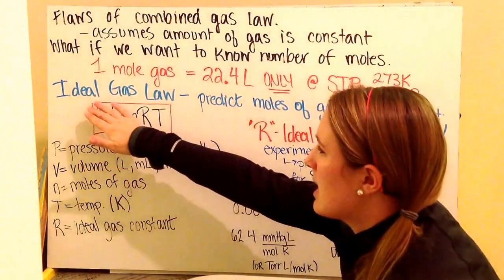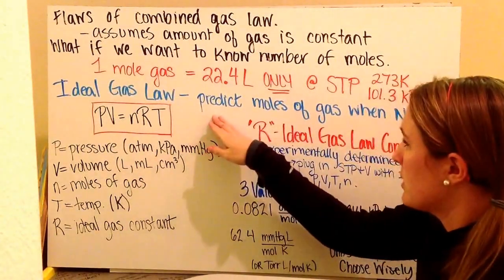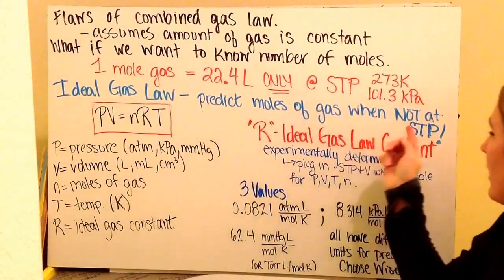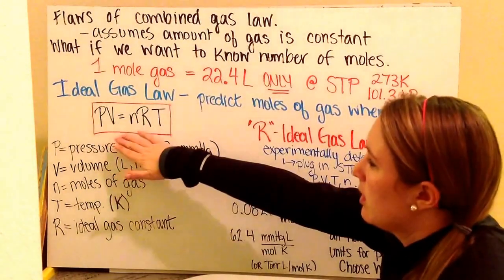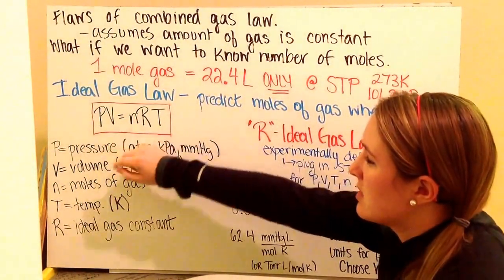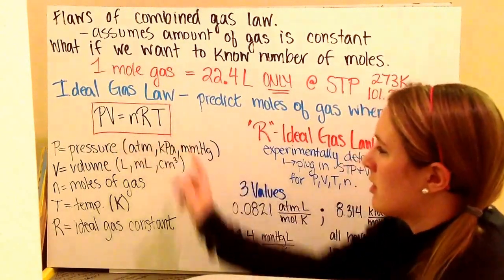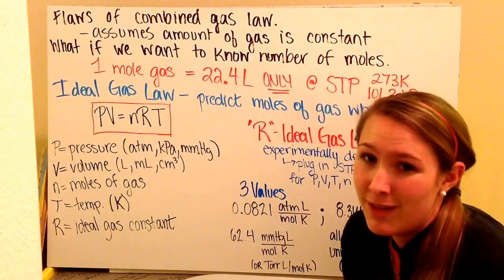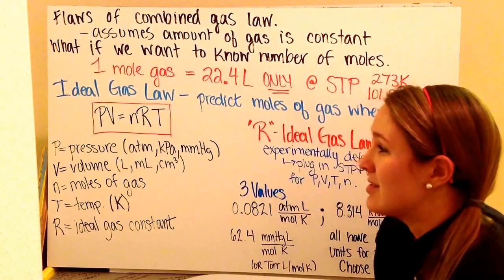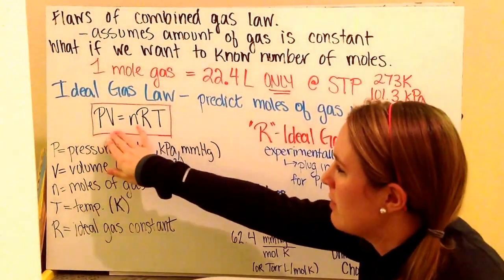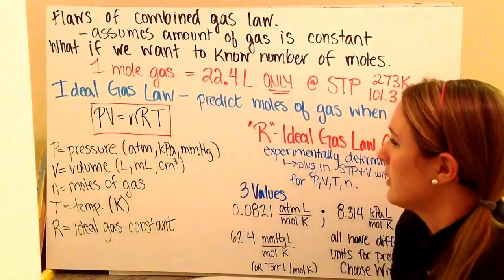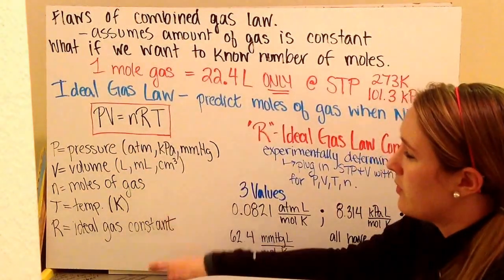So my ideal gas law comes in, and this is where I can predict the moles of the gas when I'm not at standard temperature and pressure. My equation for the ideal gas law is PV equals nRT, known lovingly as PIV-NERT, and that is how you remember your ideal gas law. PIV-NERT.